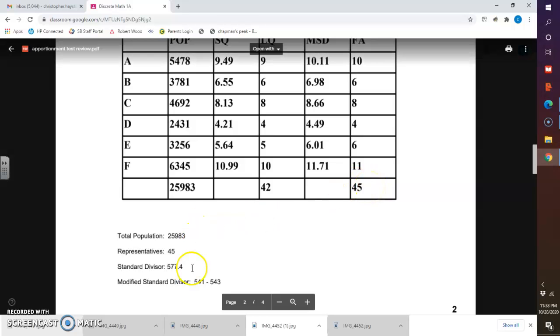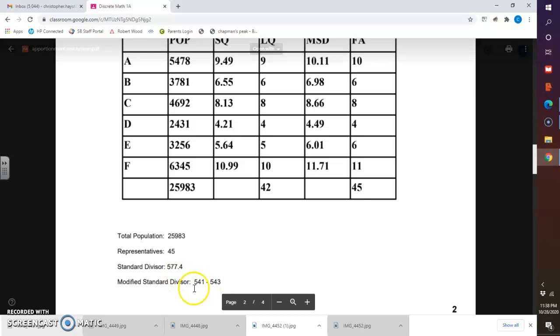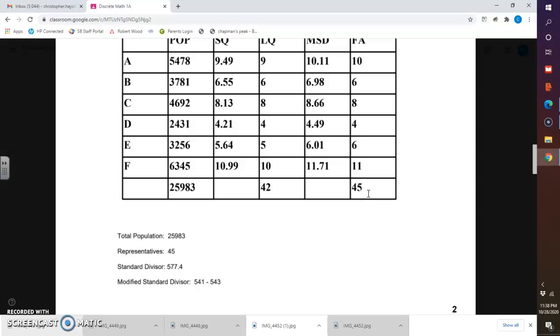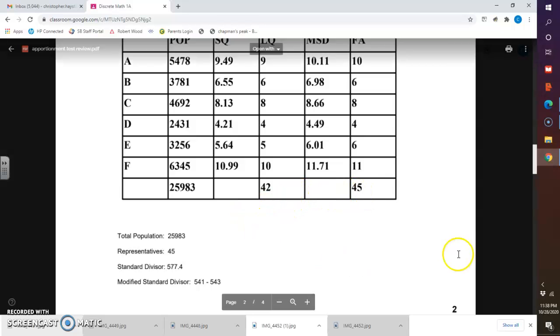So essentially, I have to guess and check at a standard divisor. When I divide through by all 6 populations, my new lower quota is 45. Remember, even if you don't pick the right one on the first try, it will get you closer to the correct answer.